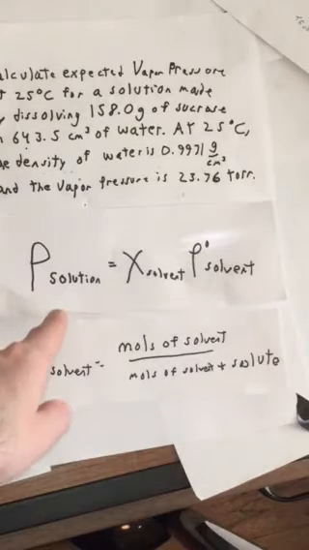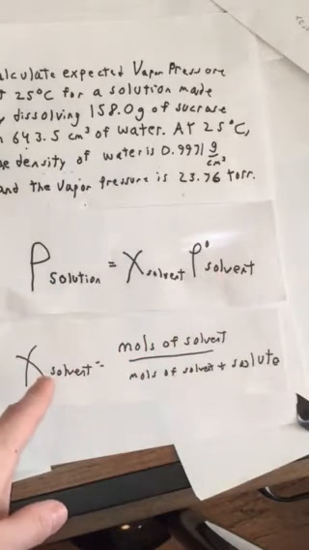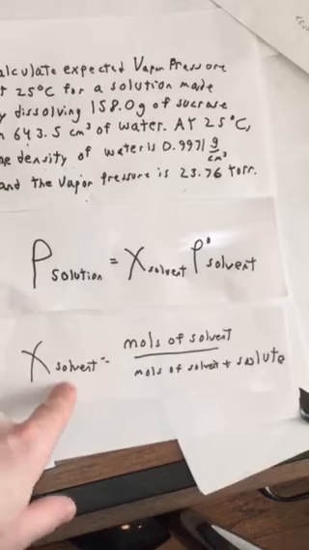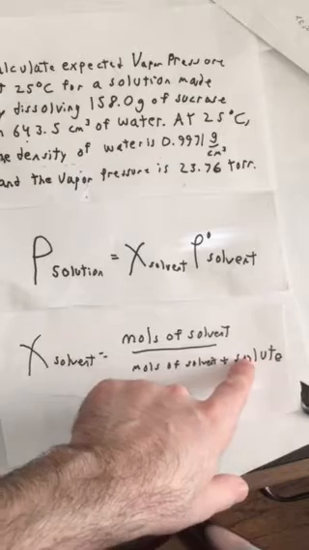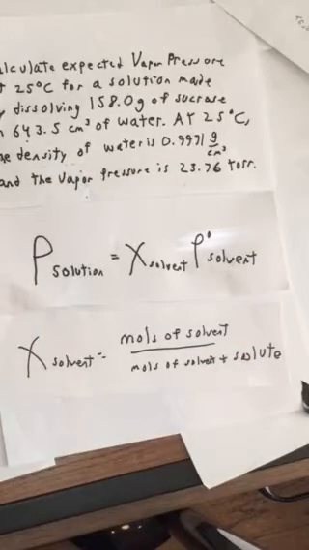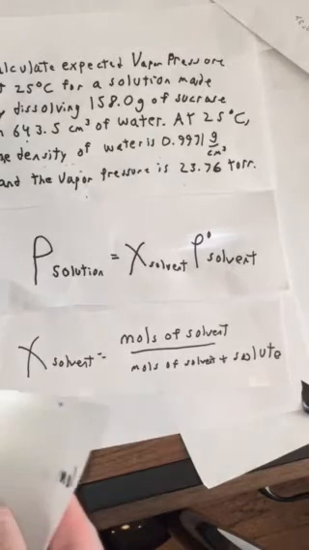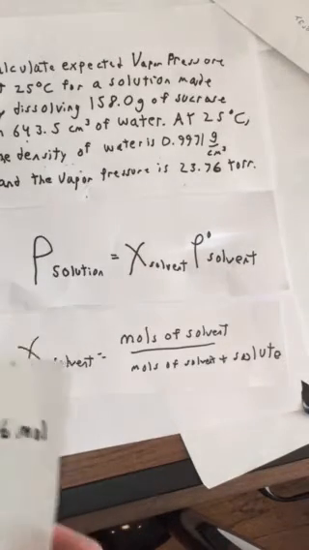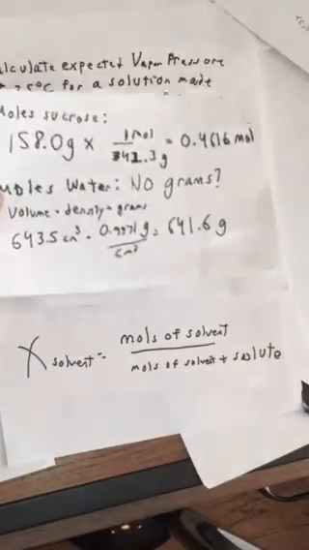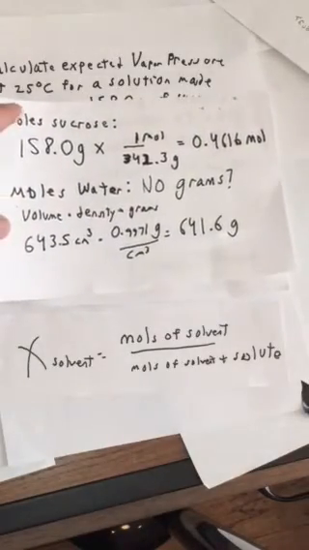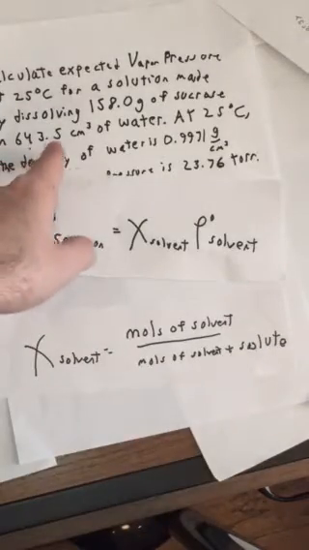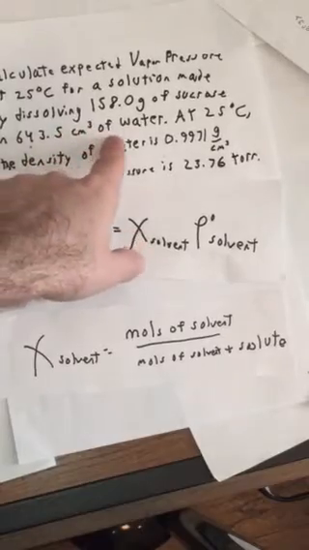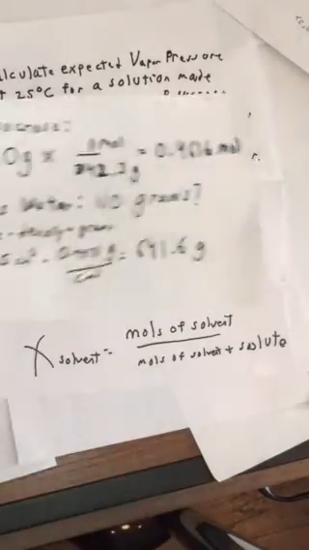Alright, here we go. So here's our main equation. So the first thing we need to find out is mole fraction of the solvent. That is moles of solvent divided by moles of solvent plus moles of solute. So the question will help us to find these. Stay with me, y'all. Here we go. So the moles of the solvent, what's the solvent? Well, it says the solution is dissolved in water. Sucrose is dissolved in water, so water is a solvent.